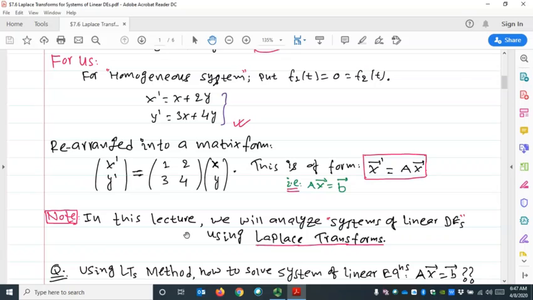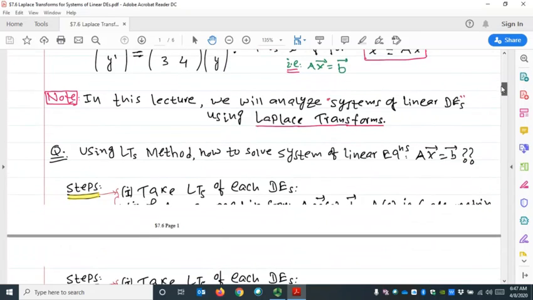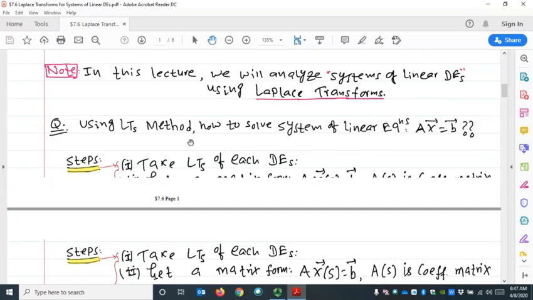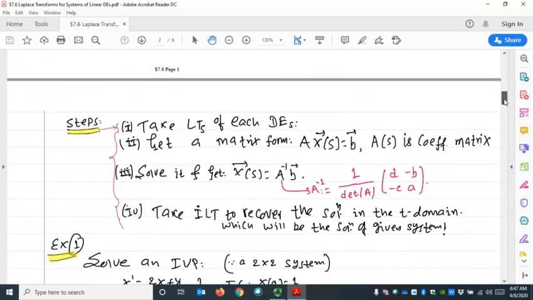So in this lecture, we will analyze the system of linear differential equations using Laplace transforms. So let me scroll down. Then at this time, we can ask ourselves: how to solve a system of linear equations of the form Ax equals b using Laplace transforms? Let me give you the steps to remember. The idea is to solve a system of differential equations using Laplace transform methods. First step, take a Laplace transform of each differential equation.